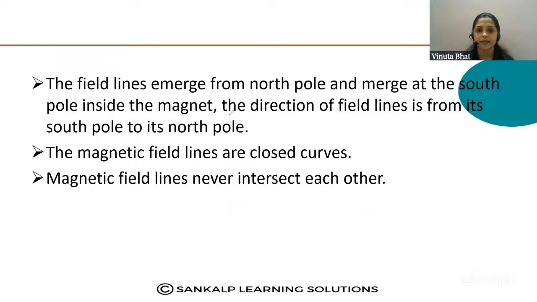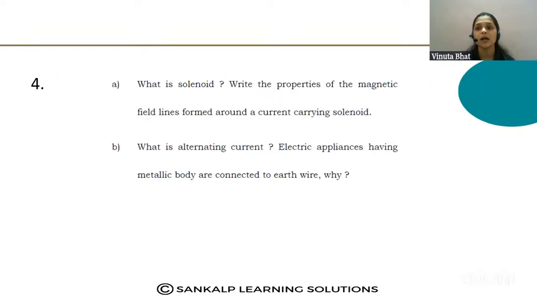Then the direction of the field lines inside is from the south pole to the north pole. Then the magnetic field lines are closed curves. The magnetic field lines formed around the solenoid are closed curves. Then, magnetic field lines never intersect each other. So these are the characteristics of the magnetic field lines produced around the solenoid. Then what is alternating current?